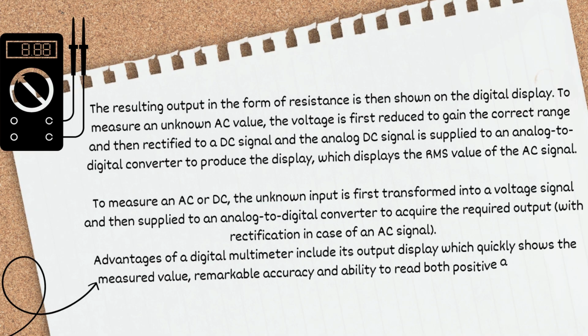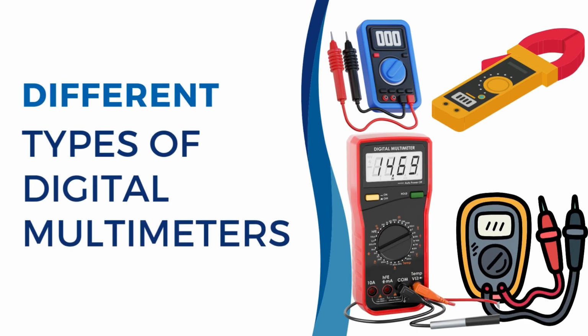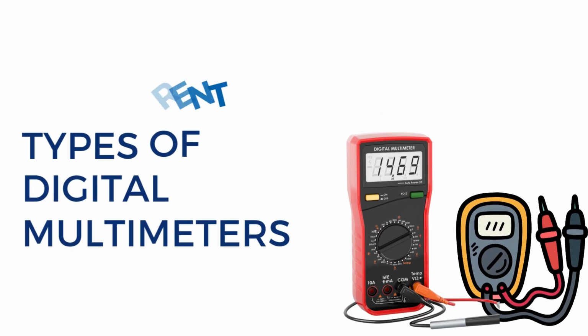Now, the advantages of a digital multimeter include its output display, which quickly shows the measured value, remarkable accuracy, and ability to read both positive and negative values. There are different types of digital multimeters. Some of them will now be discussed.